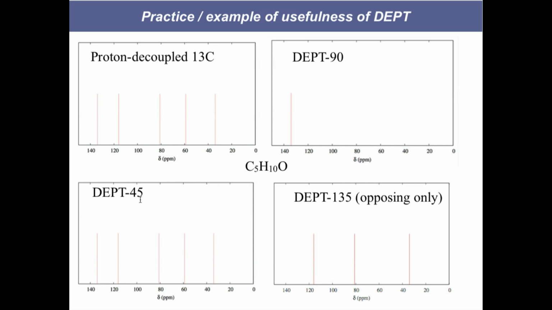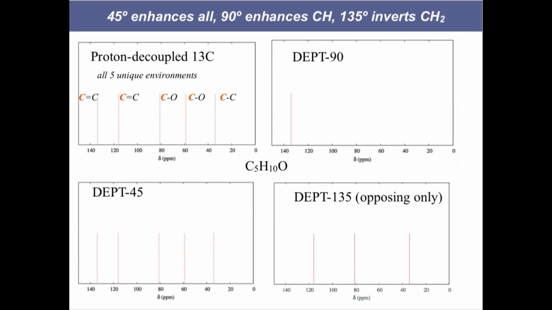We've got our DEPT 45, we'll talk about that in a minute. We've got our DEPT 90, we'll talk about that in a minute. And we've got our DEPT 135. Okay, so like I said, we've got 5 unique chemical environments. Let's remember what these ranges mean. From 0 to 50 should be a carbon that is single bonded to a carbon. From 50 to 100, we should have carbons that are single bonded to O's. And from 100 to 150, we should have carbons that are double bonded to carbons. We don't have anything beyond 150, which is why it's not on this graph. We don't have anything which is C double bonded to O.